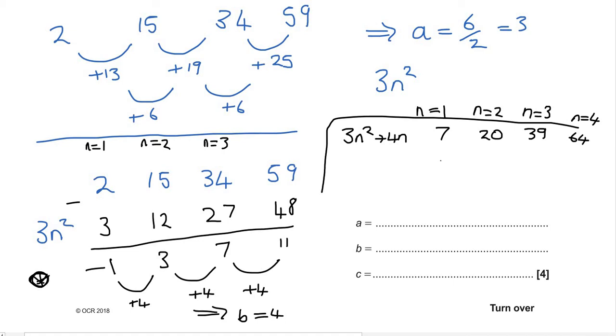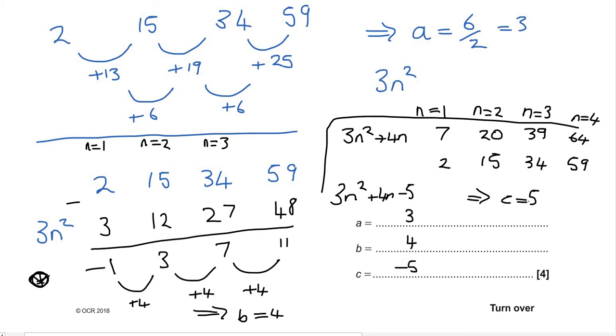And we want to get back to our sequence 2, 15, 34, and 59. And hopefully you can see that the correct sequence is 3n squared plus 4n minus 5. So C is minus 5. So A is 3, B is 4, and C is minus 5.